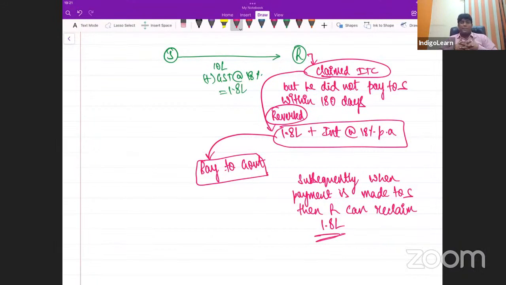So what is the whole concept here, my dear friends? The recipient should make payment to the supplier within 180 days from the date of invoice. If he doesn't pay, interest will come. He must reverse the credit along with interest at the rate of 18% per annum.